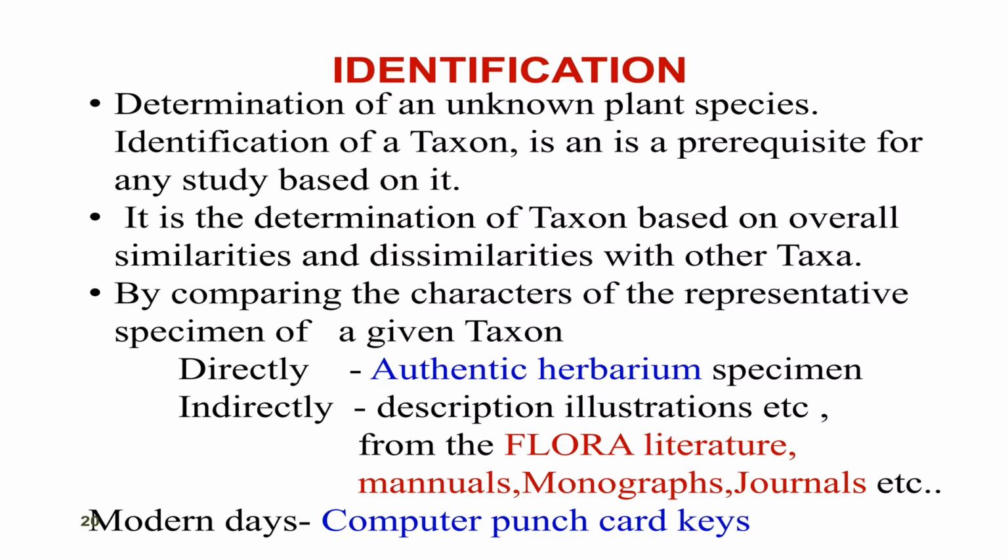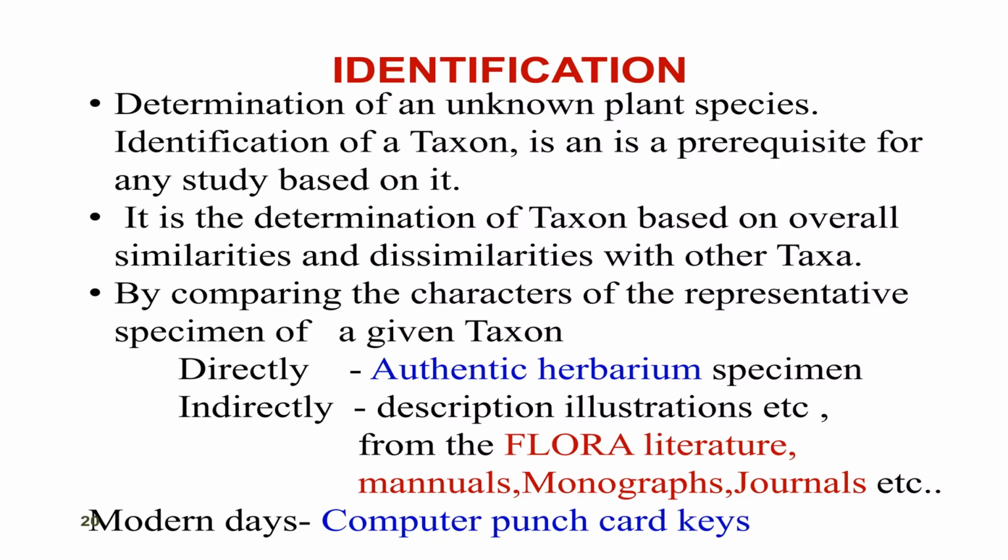With the already existing herbarium specimen, this collected specimen can be visually compared with that specimen, and we can identify whether it is matching or not. Then the indirect method is with the help of descriptions and illustrations already existing in the flora literature, manuals, and monographs. With that, we can identify the plants.